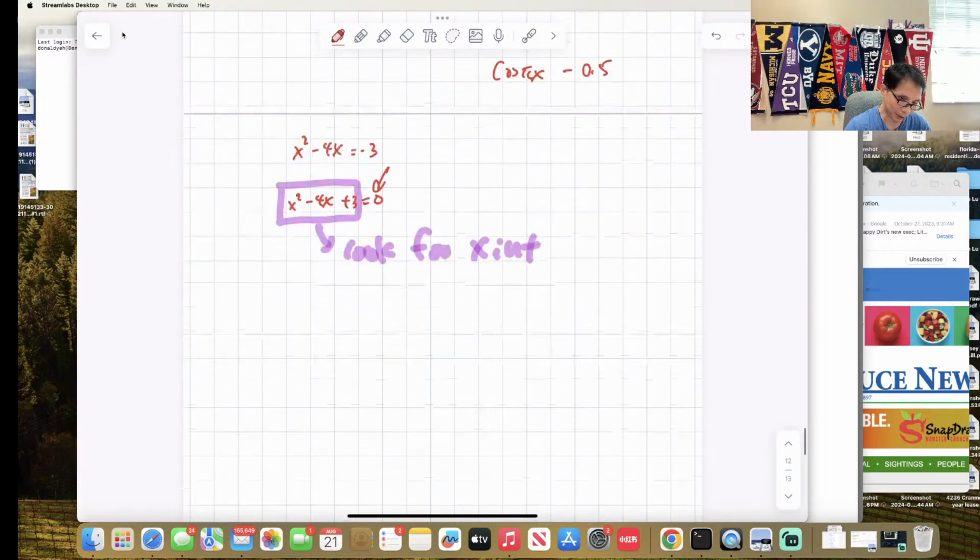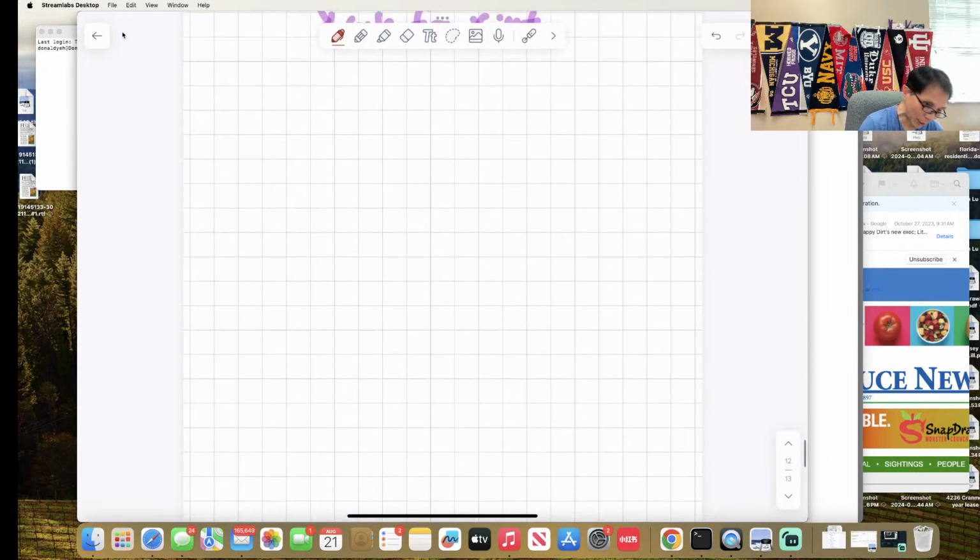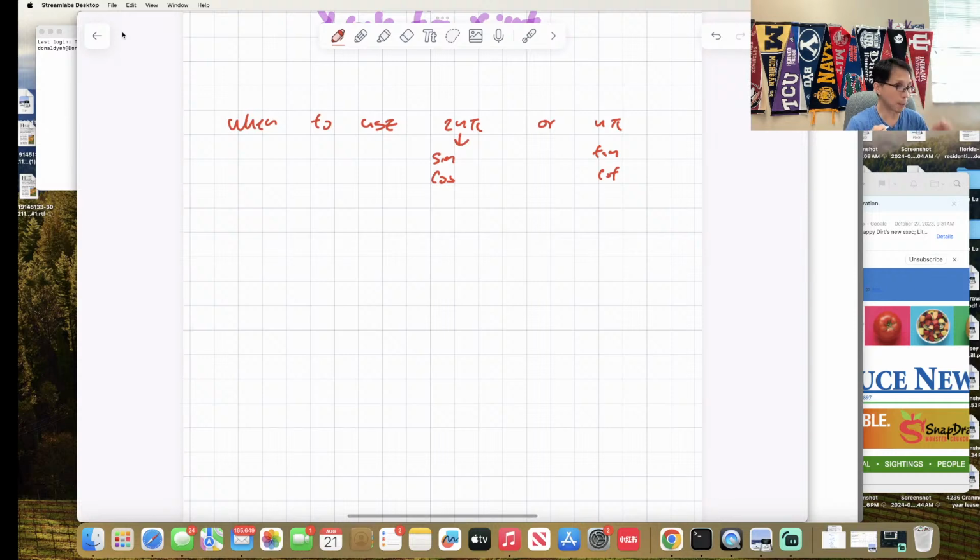Another thing that you might have to do is like this. How do you know that you have to do the 2n pi things? So when to use 2n pi or n pi? Now, 2n pi is going to be for sine and cosine. Is that okay? N pi is for tangent and cotangent. Is that okay? Because the period of sine and cosine is 2 pi. The period for tangent is pi. That's why we use n pi rather than 2n pi. Depends on what the situation is.